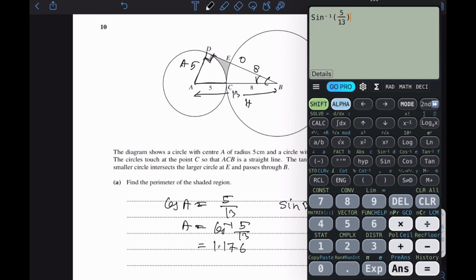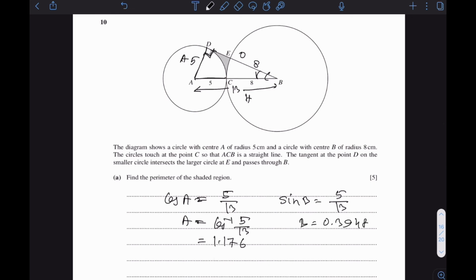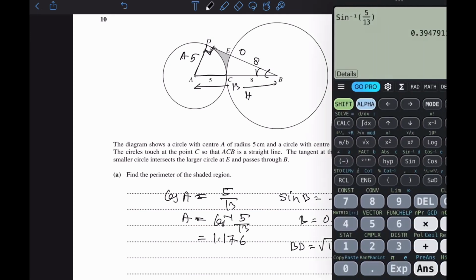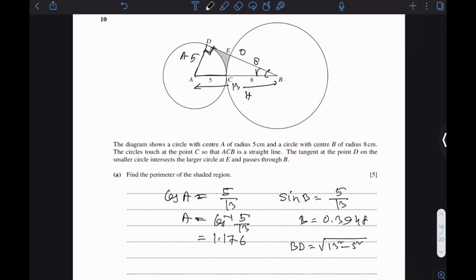So 0.3948. So B equals 0.3948. And using Pythagoras, we can find out BD. BD equals root of 13 square minus 5 square. So 13 square minus 5 square, that is 12.